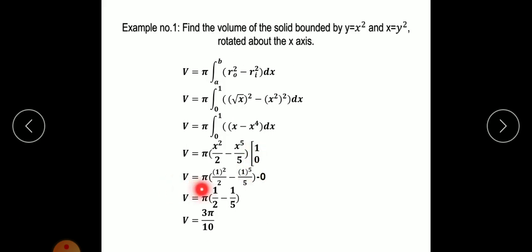So we have now V equals pi times 1 to the power of 2 over 2 minus 1 to the power of 5 over 5 minus 0. So now we have V equals pi times 1 over 2 minus 1 over 5. Now we have 3 pi over 10, which is our volume of the solid bounded by y equals x squared and x equals y squared. So this is now our final answer.